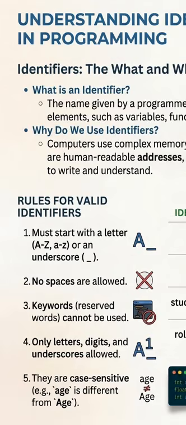And the third rule is keywords can't be used. Keywords are nothing but reserved words like int, float, return. Already we have discussed keywords in our previous video. And the fourth rule is we can only use letters, digits and underscores, and no other special characters are allowed. And the fifth rule is that identifiers are case sensitive. This age with small a and with capital A are both different.